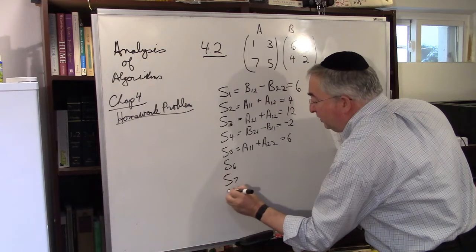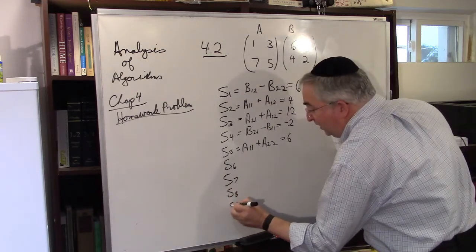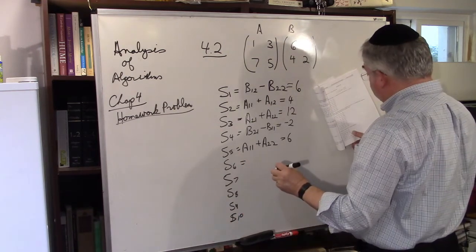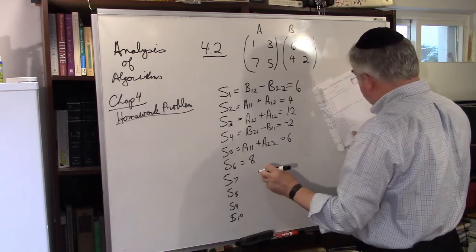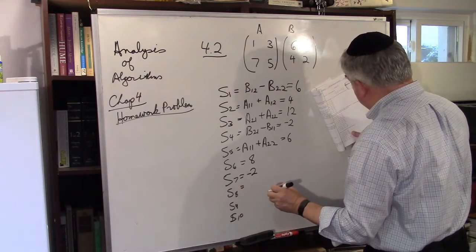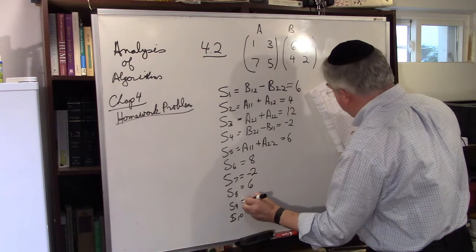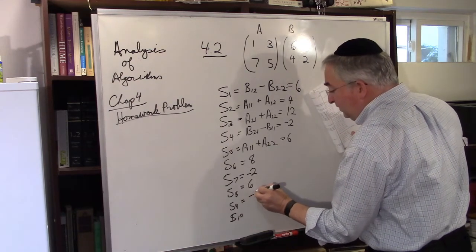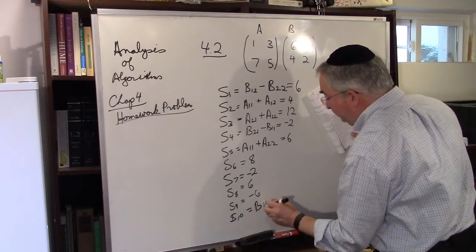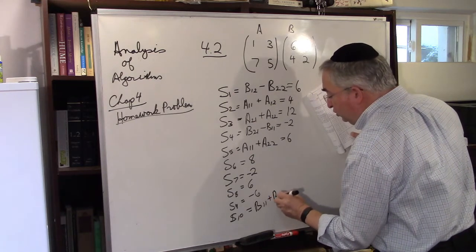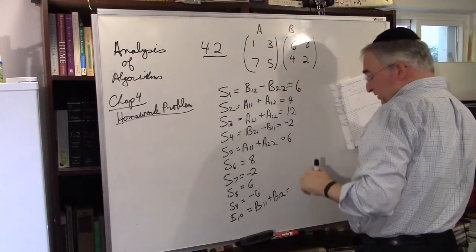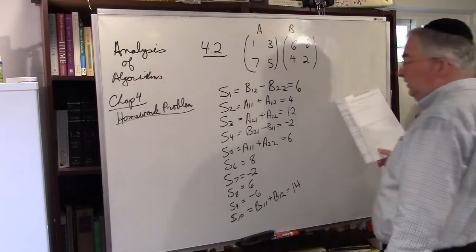S6, S7, S8, S9, S10. Okay, S6 is 8, S7 is -2, S8 is 6, S9 is -6, S10 is, let's write it out, B11 plus B12, which is, let's do that, that's 6 plus 8, which is 14. Okay, that takes care of that.